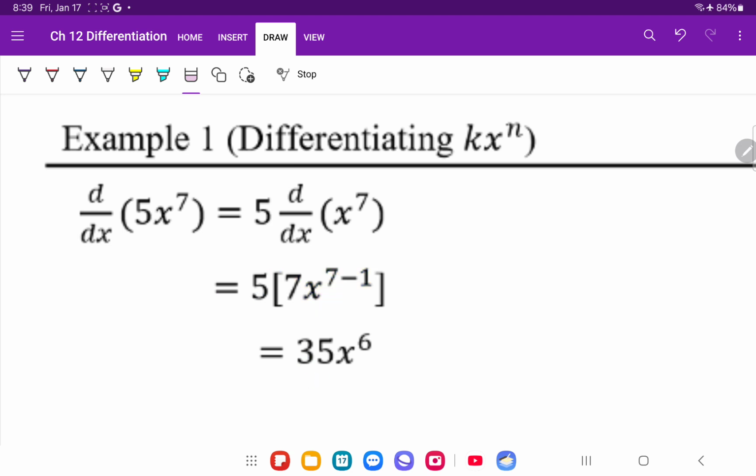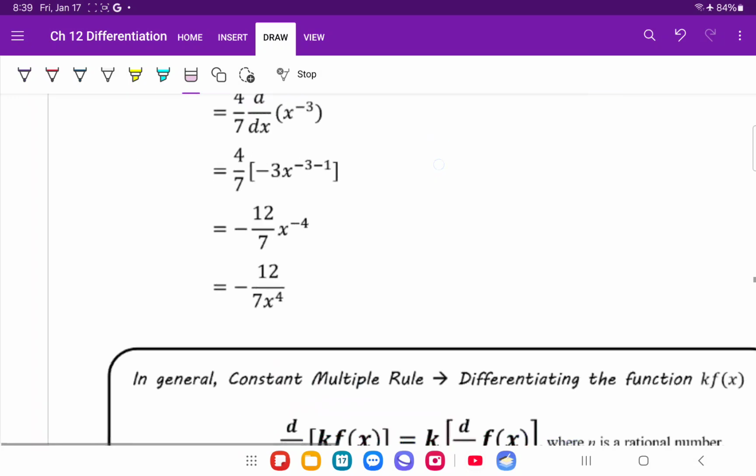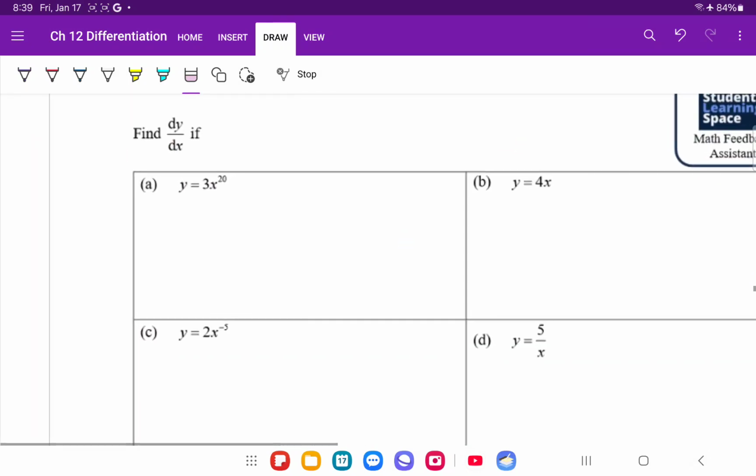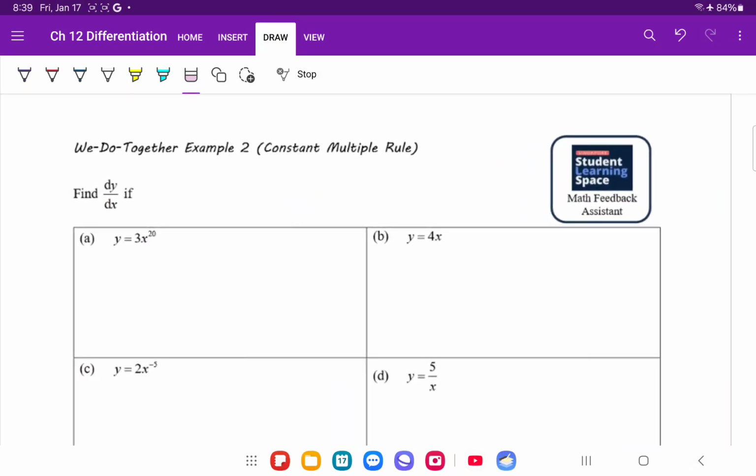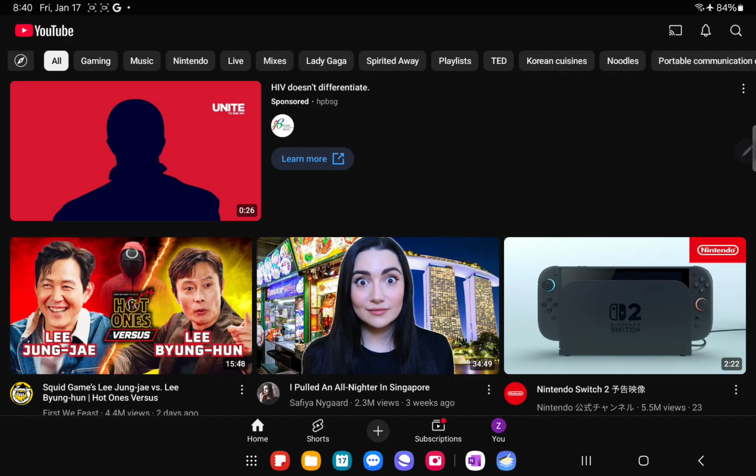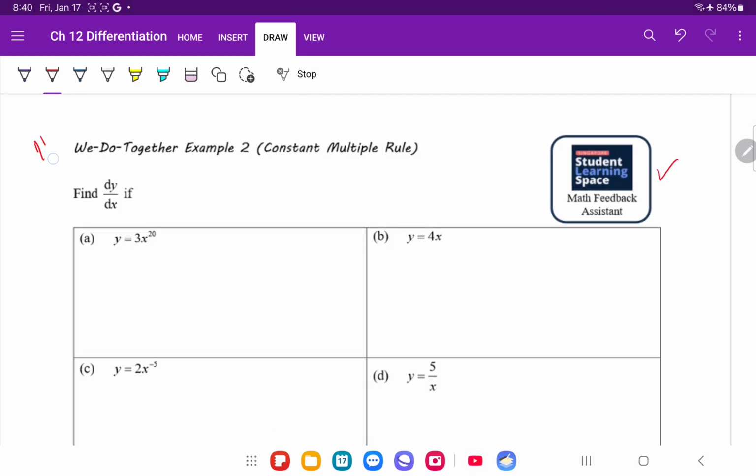Now, with that, we have done a few examples. You can actually use the SLS Math Feedback Assistant to check your answer. But for now, let's just run through the questions. Anyway, this page was all homework. You should have finished this page already. Let's check the work. Now for this particular questions on this page, they introduce the symbol y. So you can straight away do a dy dx.